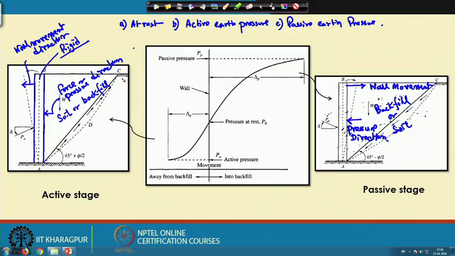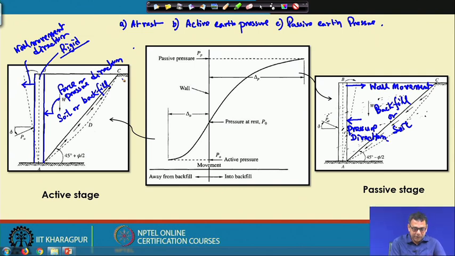In other words, active and passive pressure can be defined as follows. If your wall moves away from the backfill, then it is called the active earth pressure. If your wall moves towards the backfill, this is called the passive earth pressure.